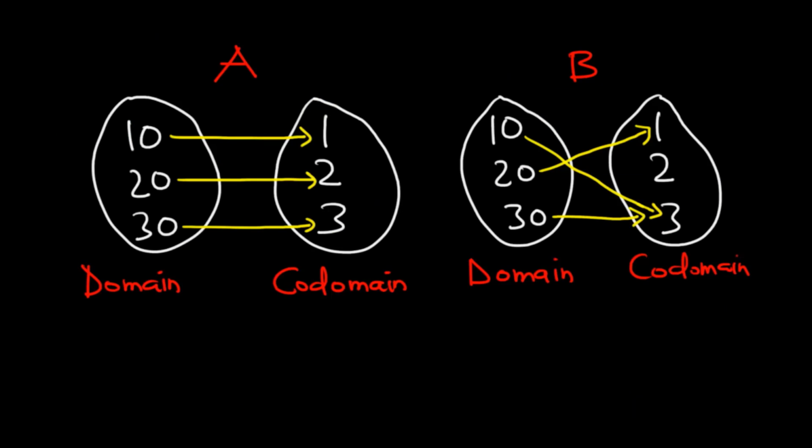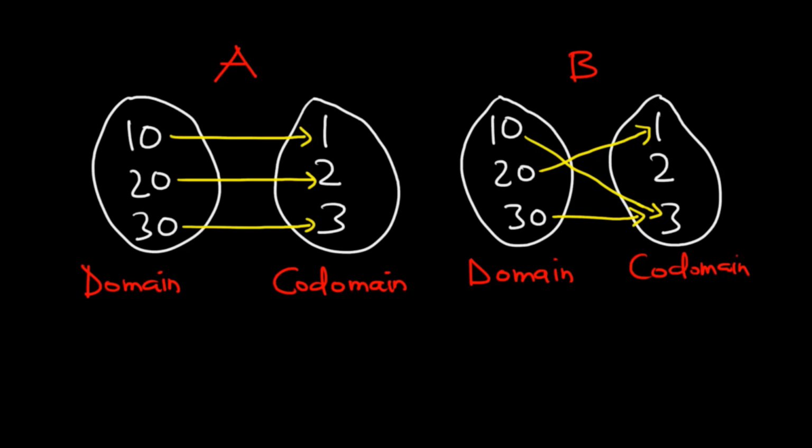In this video, we are going to talk about one-to-one functions. We are going to learn how to prove whether a given function is one-to-one or not. A function is said to be one-to-one if different elements in the domain have distinct values in the codomain.